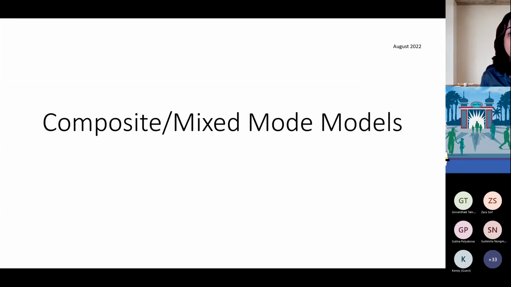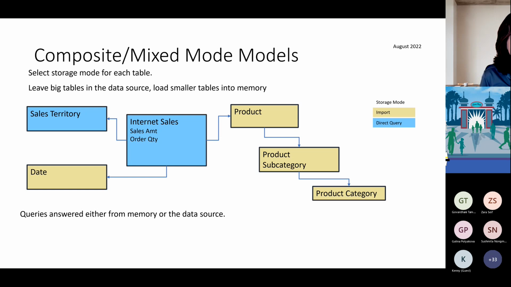Now, originally this used to be composite model, but it's not that anymore. Composite model is when you are live connecting these days to 2 different Power BI models, and now you can combine them together in a model. This is not that, so mixed mode, okay? So in mixed mode, you're choosing your table storage mode per table.